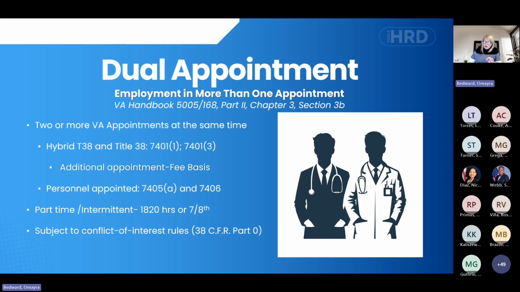The last point that we're going to cover on this paragraph is that it talks about part-time personnel, your 7405(a)(1)s. It says, part-time personnel appointed under 38 USC 7405(a)(1) in any occupation may hold more than one appointment, provided the combined number of regular scheduled hours, including all part-time or intermittent appointments, do not exceed 1,820 hours or the 7/8 per year limit. So it specifically says that the part-timers can have more than one appointment.